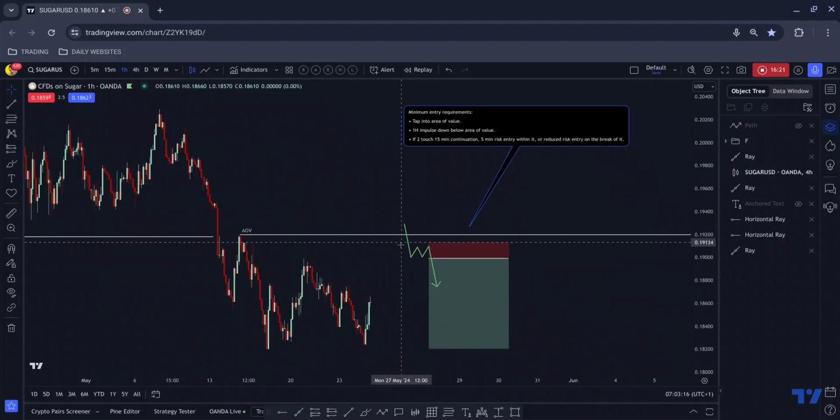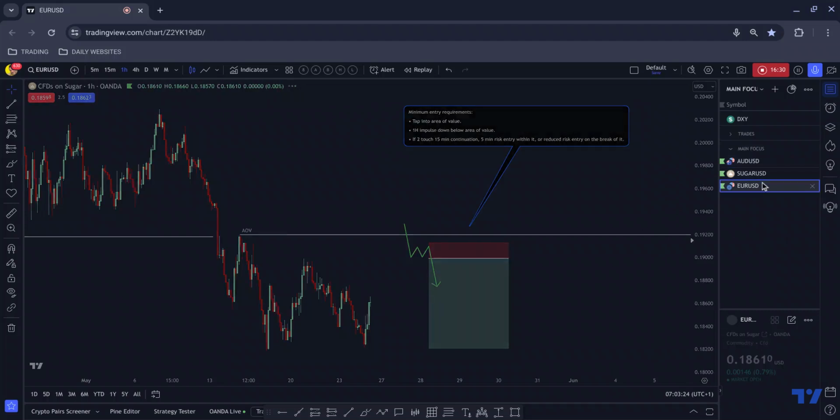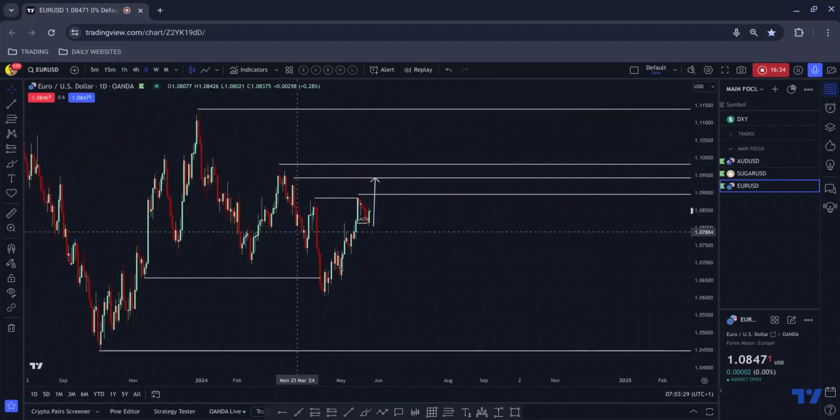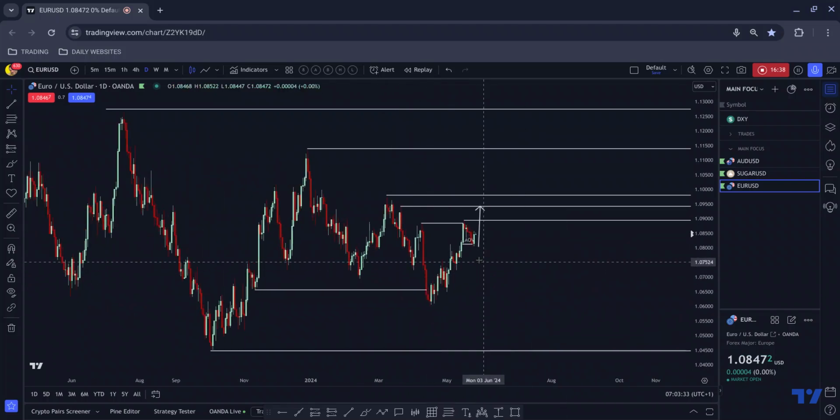So I have an alert set just below the area of value. If it does not trigger, then I'll not be looking to place a trade. So last up is euro dollar. Okay, this is partly lower down on the list just because of the sequence, just because of how we've moved up, and a few other variables which I probably won't have time to go into.